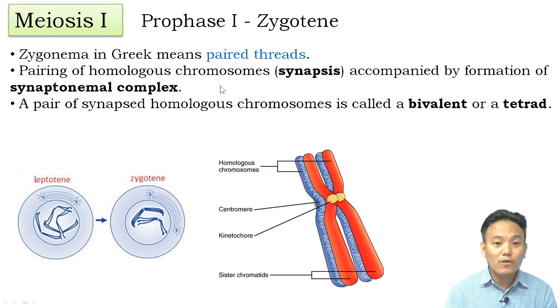The pairing of homologous chromosomes is called synapsis. Synapsis is accompanied by the formation of the synaptonemal complex between the homologous chromosomes.